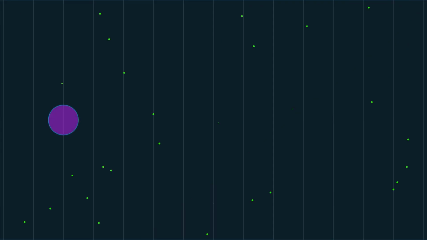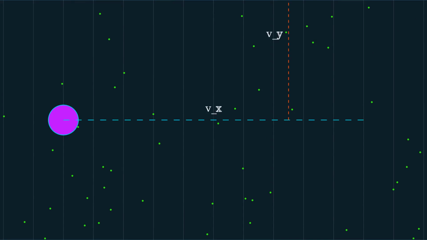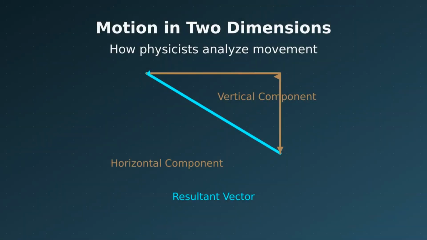You're on the field. A quarterback launches a perfect spiral 40 yards downfield. The ball arcs gracefully through the air, traveling forward and upward at the same time. How do physicists make sense of motion in 2 dimensions?